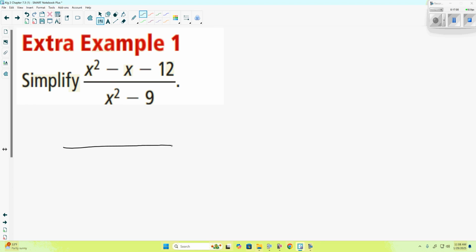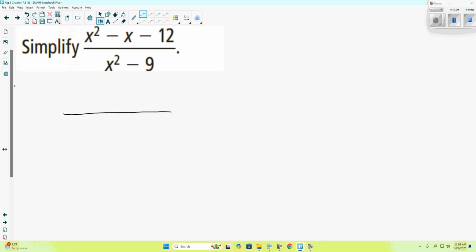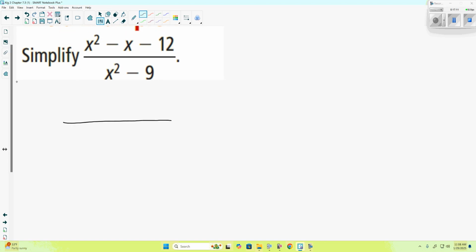So we need to figure out which one we want to factor first. If we can do the top or bottom, I like the x squared minus 9 because it is a what? Difference of perfect squares. x plus 3 and x minus 3.